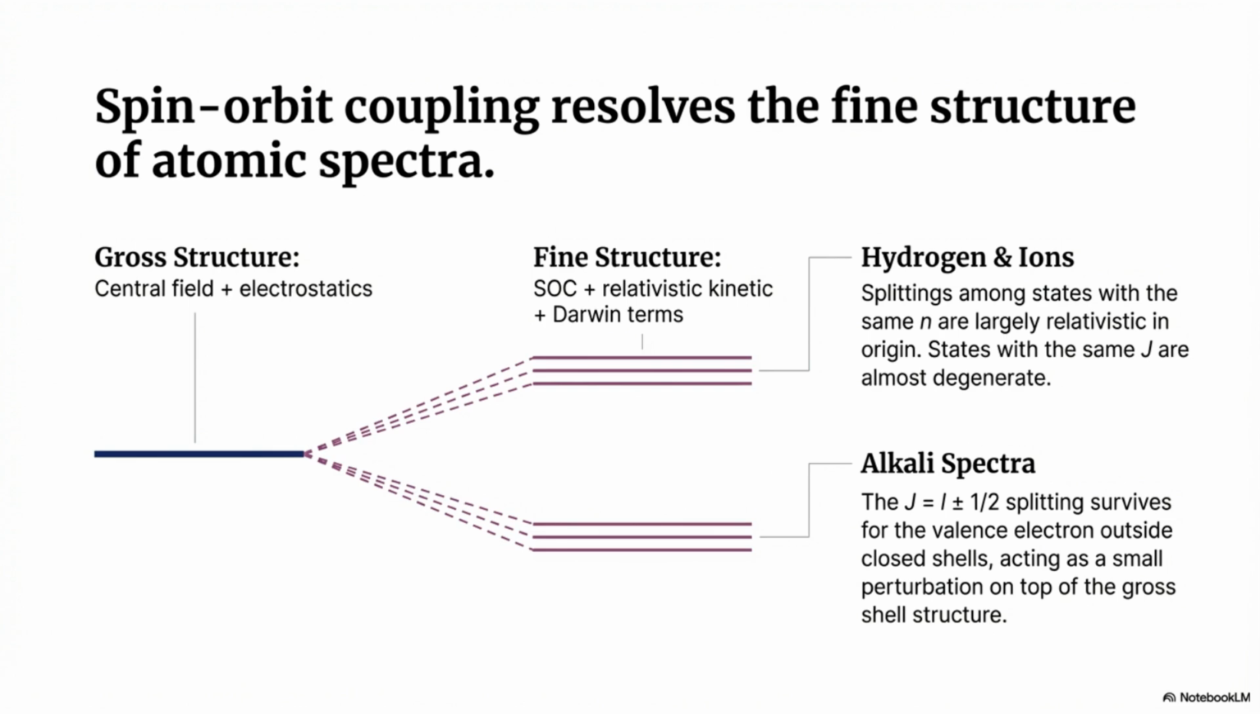Spin-orbit coupling is responsible for resolving the fine structure of atomic spectra. In both hydrogen and alkali spectra, SOC and other relativistic terms cause splittings in energy levels, moving beyond the gross structure defined by central field and electrostatics.